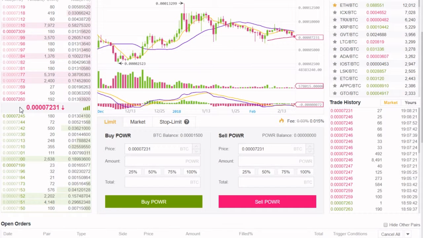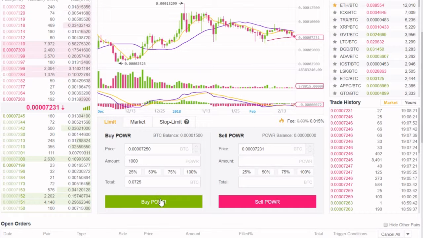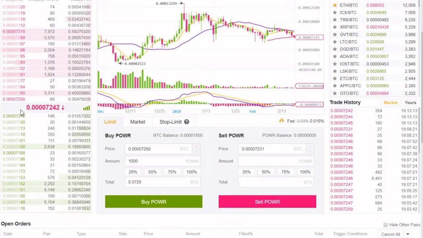It's almost like going to an auction, or eBay, where one person's willing to sell for a certain amount and one person's willing to buy for a lot lower, and it's about finding the midpoint. There are two things you can do. You can do a limit order, which means you choose the amount manually. Say I want to go right in the middle, 7250, which is higher than the highest buy order and lower than the lowest sell order. I put that in, and I want to buy 1,000 Power. It calculates it for me. That'll only be 0.07 of a Bitcoin, and then I can click buy Power, and my 7250 order will come up as the highest one on the buy orders.